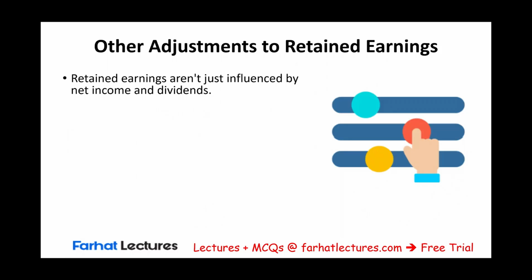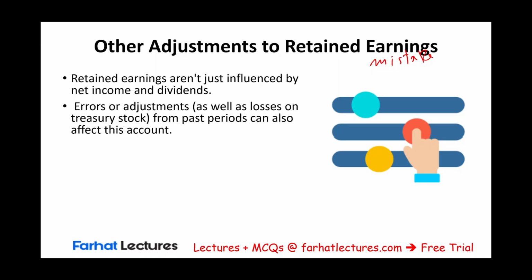Let's assume in the prior year we made a mistake. A calculation mistake, a mathematical mistake, a misapplying of an accounting concept. There was some mistake of some sort, so there's an adjustment. Where do we book this adjustment? We book this adjustment in retained earnings.